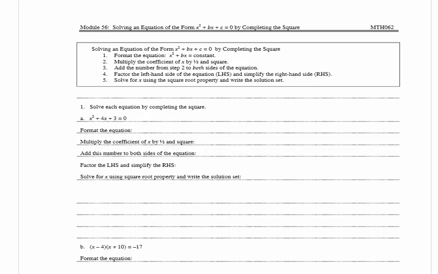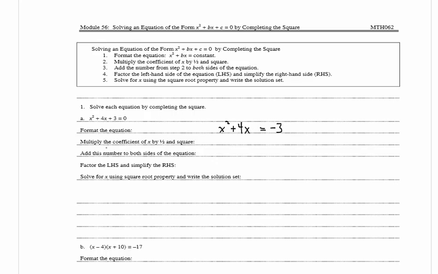In one, it says solve each equation by completing the square. For A, we have x squared plus 4x plus 3 is equal to 0. And it wants us to format the equation. In order to format the equation, we're going to subtract 3 from both sides. So we're going to write this as x squared plus 4x is equal to negative 3.